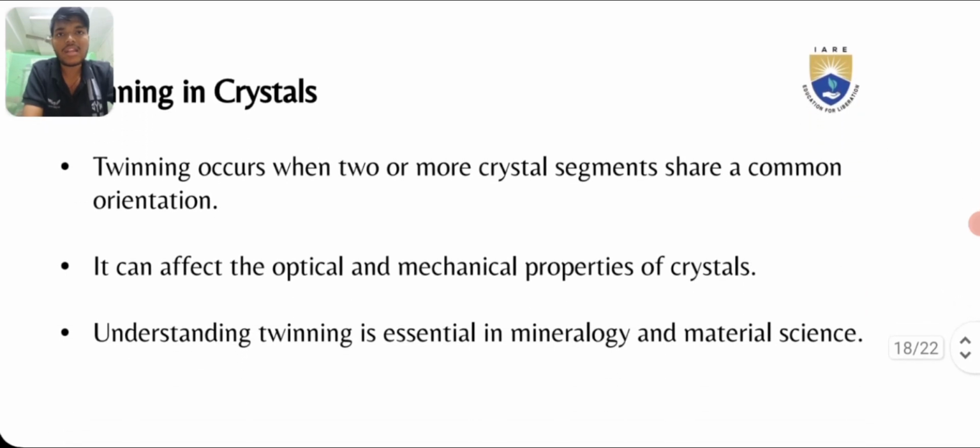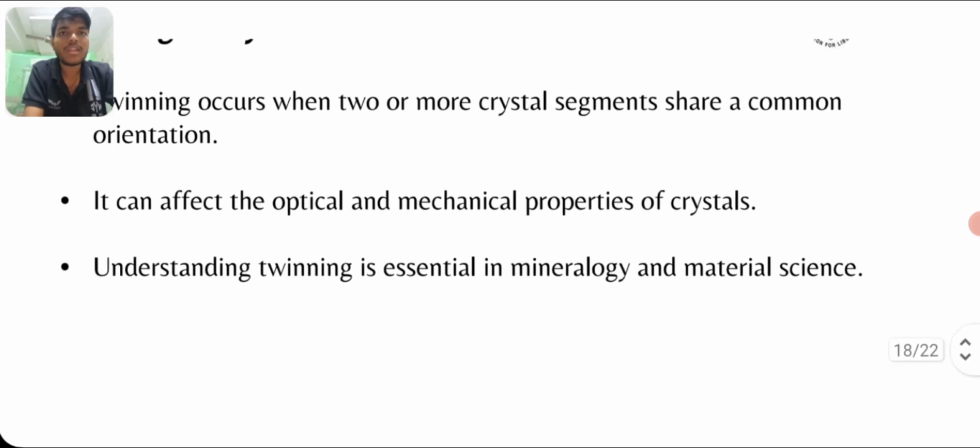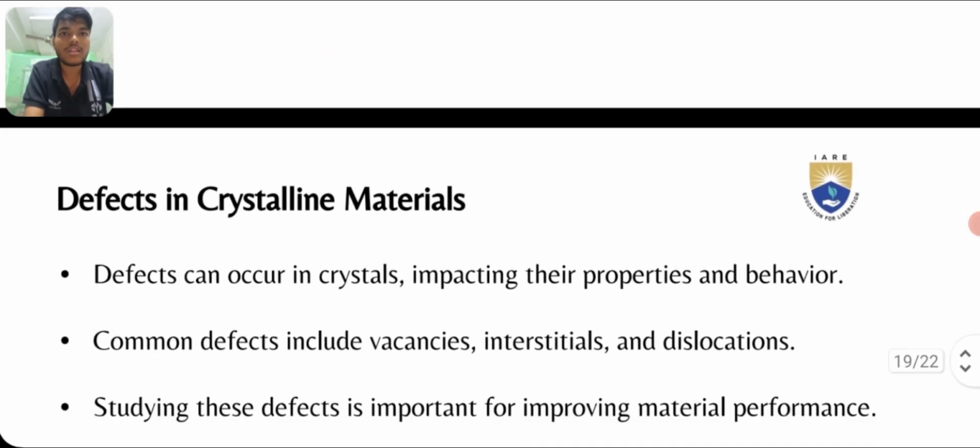Twinning in crystals. Twinning occurs when two or more crystal segments share a common orientation. It can affect the optical and mechanical properties of crystals. Understanding twinning is essential in mineralogy and materials science. These are the twinning in crystals.